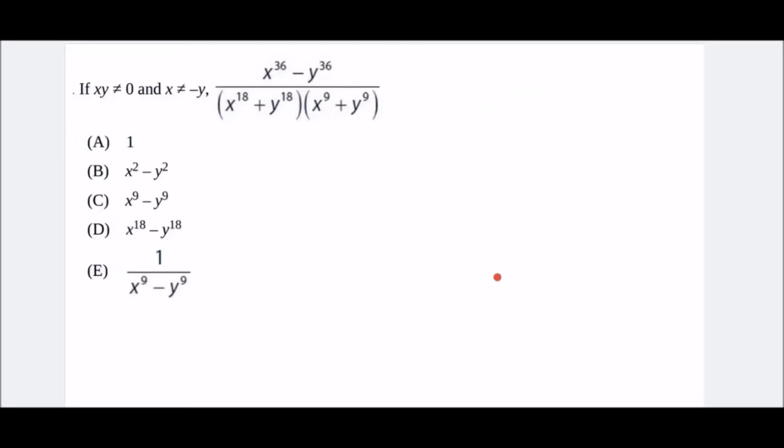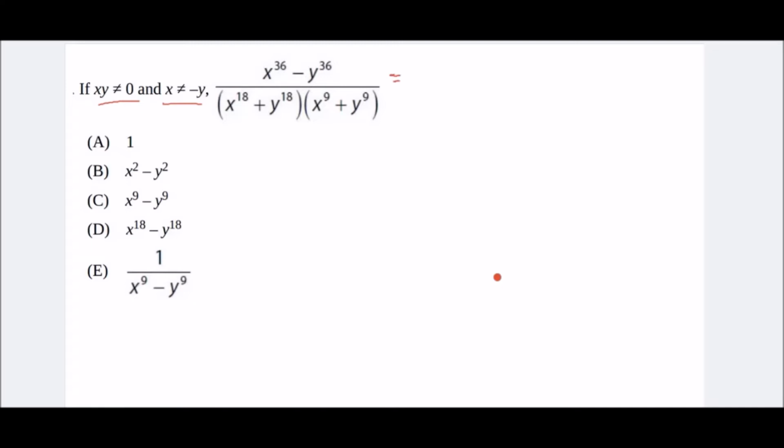So here is our next question. If xy is not equal to 0 and x is not equal to minus y, we have to analyze this equation: (x power 36 minus y power 36) whole divided by (x power 18 plus y power 18) times (x power 9 plus y power 9). So what will be the value of this?